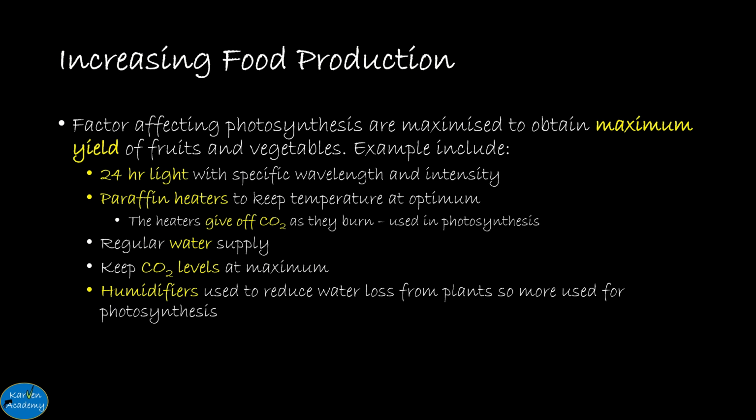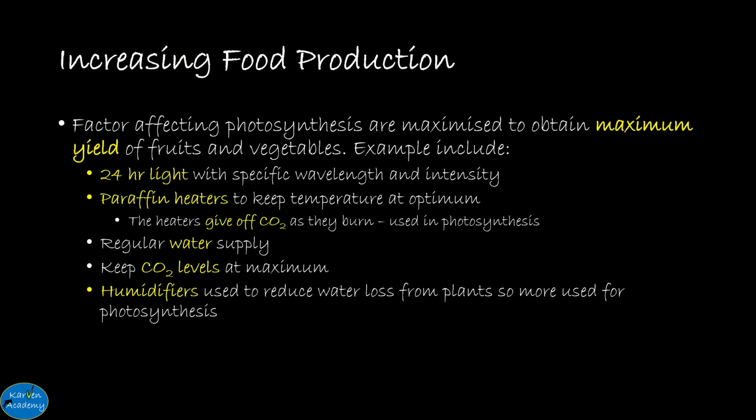The next one is paraffin heaters. Paraffin heaters allow us to keep the temperature at an optimum level to carry out maximum photosynthesis. And these heaters, because they're paraffin, will give off carbon dioxide as they burn. And again, this carbon dioxide is used by plants for photosynthesis.